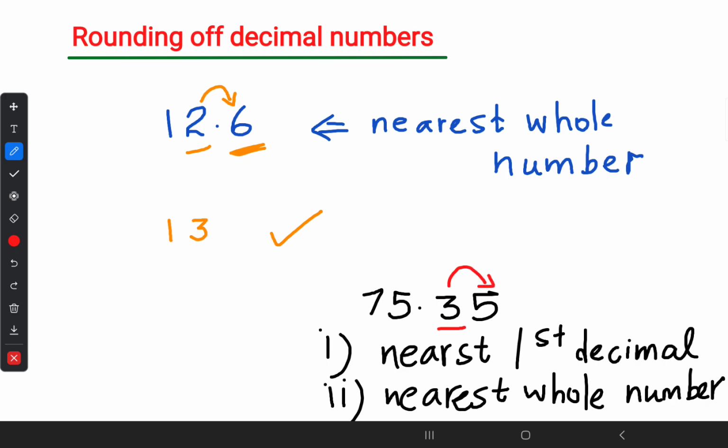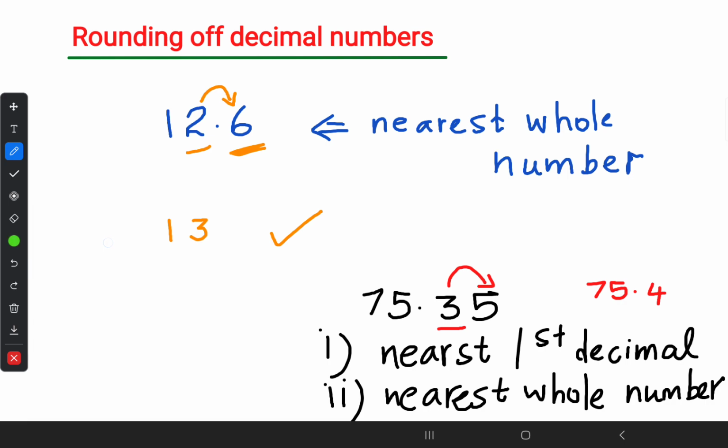That means it belongs to the second set of numbers. To get the first decimal round off, since the second decimal place belongs to the second set of numbers, we have to add 1 to the preceding value. So 75.4 would be the nearest first decimal place round off. After the first decimal place, I have a second decimal place value of 5. Since it belongs to the second set of numbers, we have to add 1 to the preceding value.